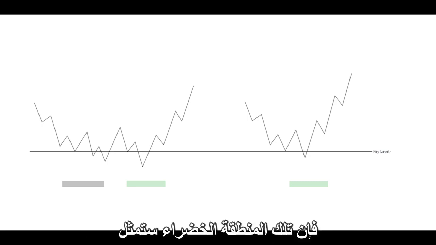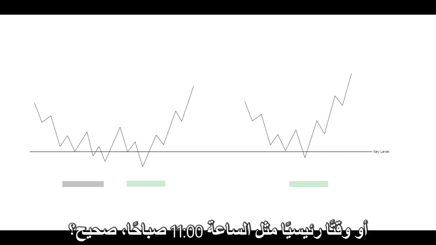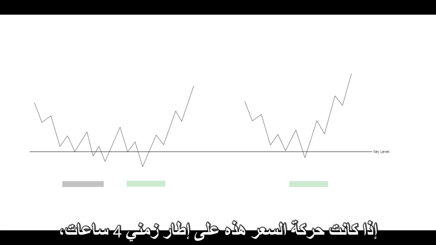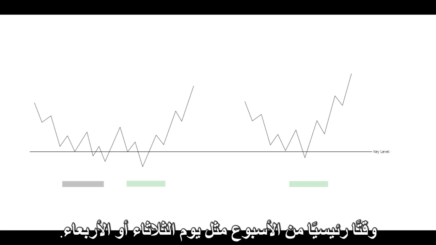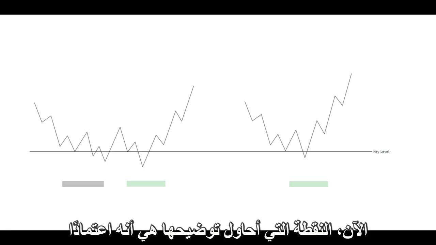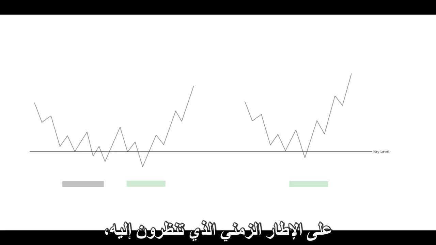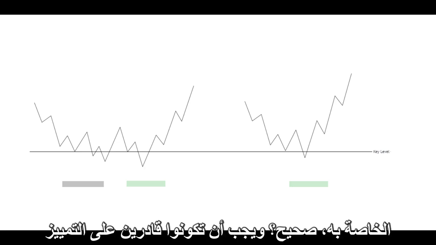then that green area would represent a key macro or a key time such as the 3 a.m. macro, the 8 a.m. key time, or such as 11 a.m. key time, right? If this price action is on the 4 hour time frame, then that green rectangle will represent a key time of the week such as Tuesday or Wednesday, right? Now the point I'm trying to make is that depending upon the time frame that you are looking at, each one of it is going to have their own respective key time, right? And you must be able to differentiate between them.